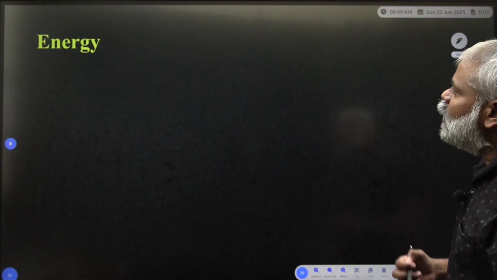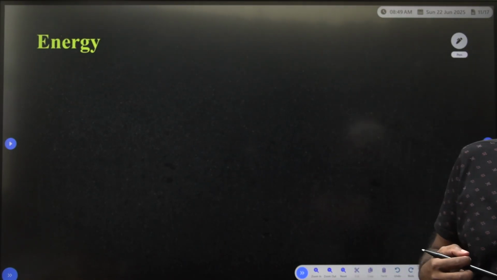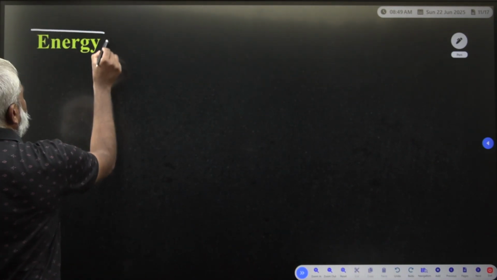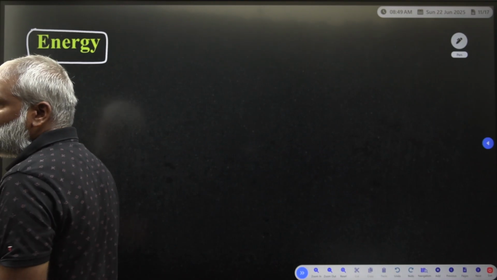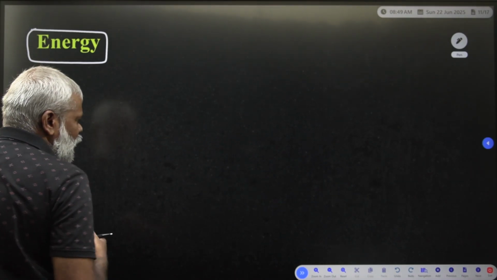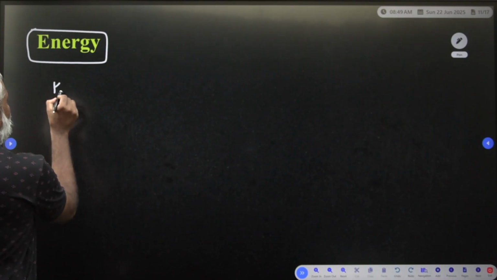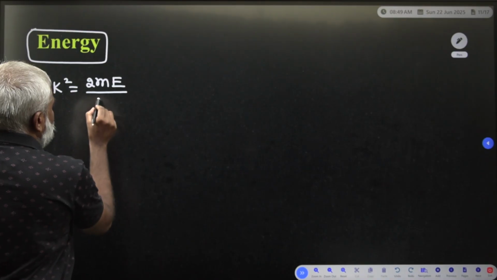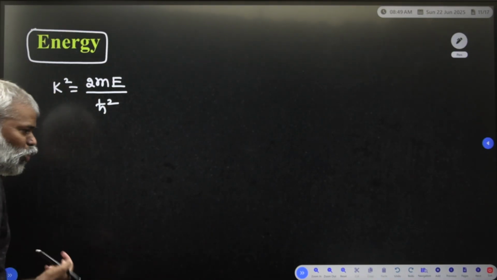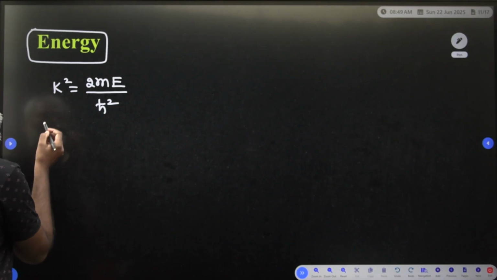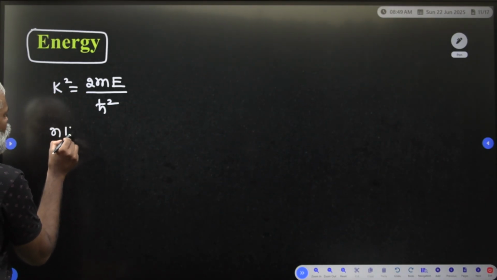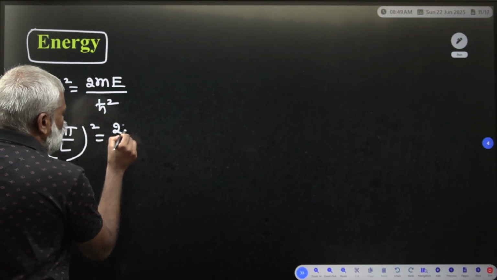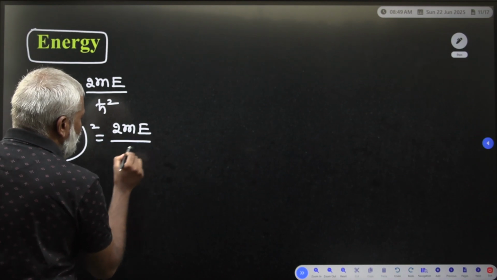Not only that, you are able to find out the energy value. How do we calculate the energy value for a one dimensional free particle? We know that k square is equal to 2m divided by h cut square. This value we assumed previously. Now k we found: k is equal to n pi by L, whole square, which is equal to 2m divided by h cut square.